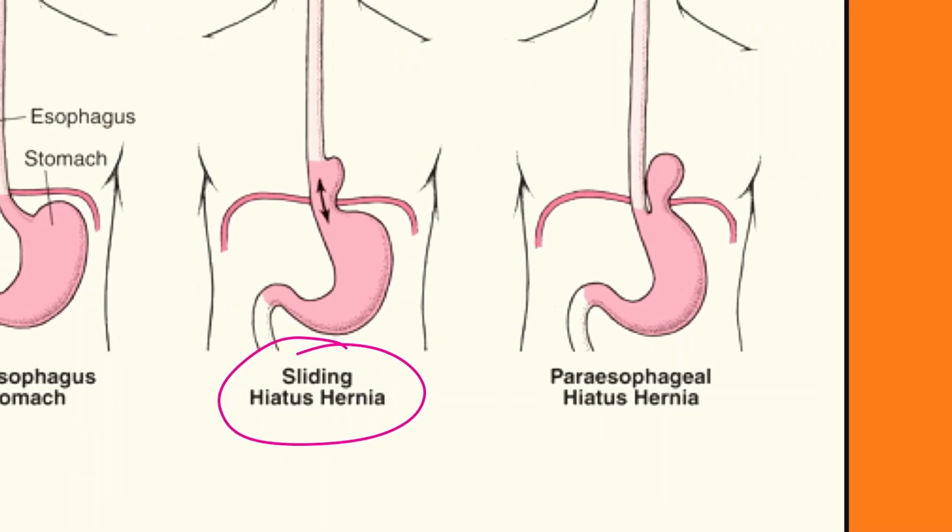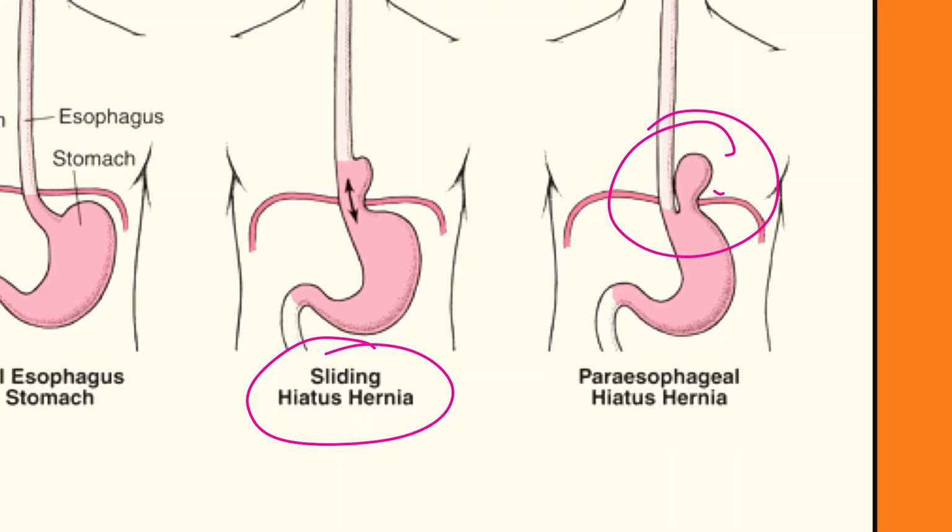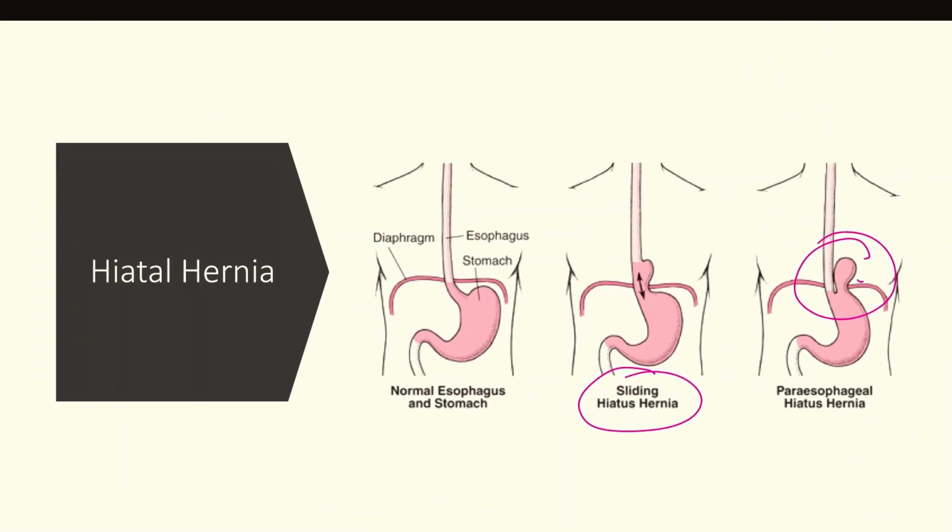The next one is a really bad one, paraesophageal hiatal hernia, because the stomach is popped up there. It won't come down naturally. You have to do surgery to repair that and pop the stomach back in and make the hiatal opening a little more tight so that the stomach doesn't pop up. So that's what a hiatal hernia is from a stomach perspective.